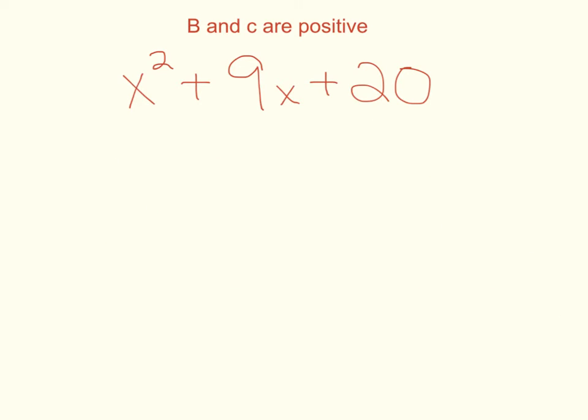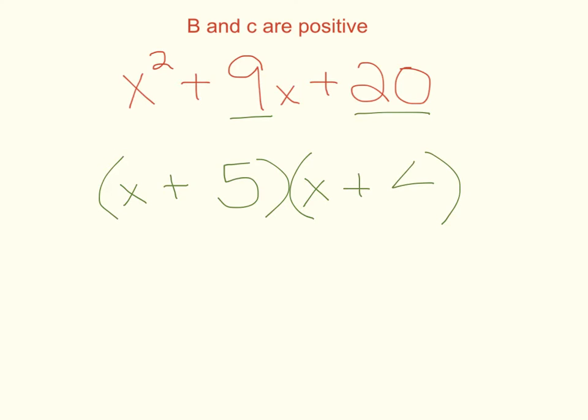So for our first example, we are going to look at factoring when b and c are both positive. So my b is 9 and my c is 20. So we start out, we see that we have x squared, so that means the first two letters are going to be x, because x times x is x squared. And now we have to find two numbers that add together to give us 9, but also multiply together to give us 20. So that would be 5 and 4. When you add them together, you get the 9. When you multiply them together, you get the 20.